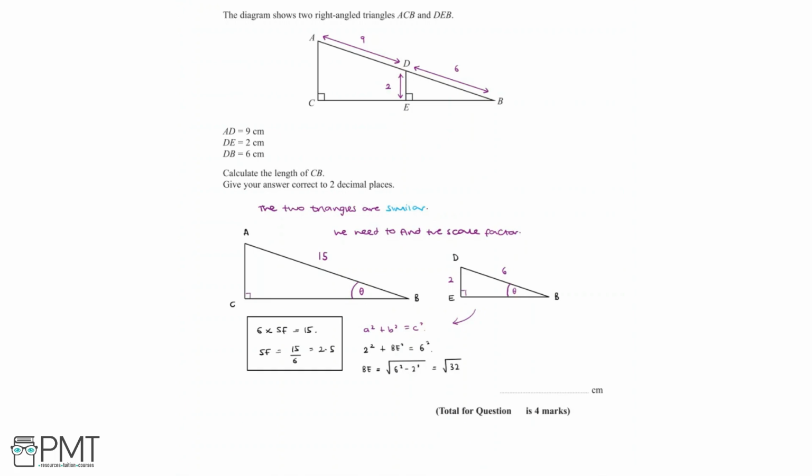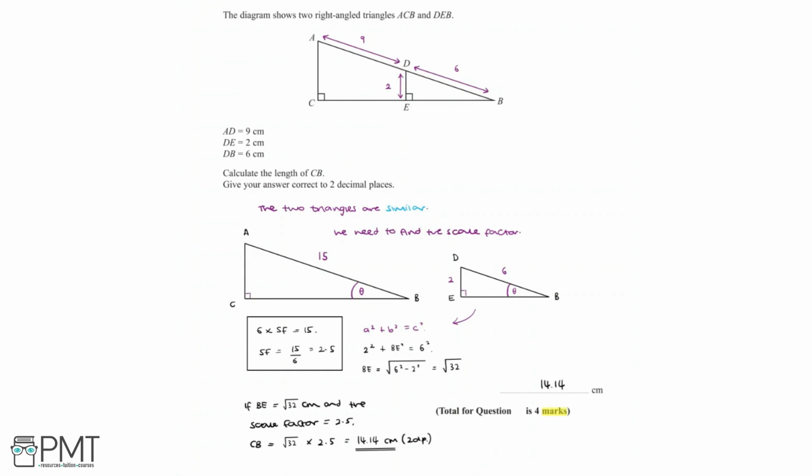Now that we know the length of line BE, we said that we can find the length of line CB using the scale factor. If BE is equal to root 32 centimeters and the scale factor is equal to 2.5, we can say that the length of CB is equal to root 32 multiplied by 2.5, and when we put that into our calculator, we'll find that the length of CB is equal to 14.14 centimeters to 2 decimal places. And so we've now found that the length of CB is equal to 14.14 centimeters.